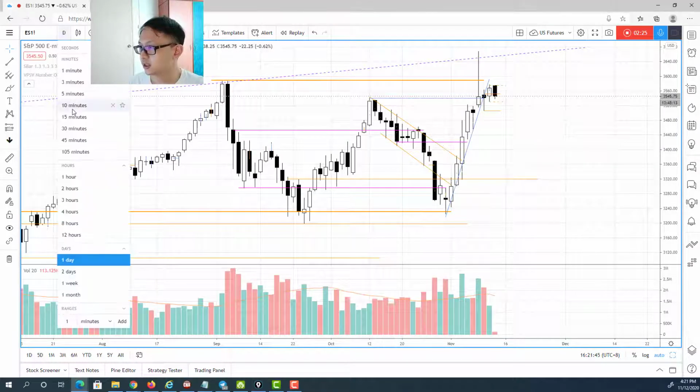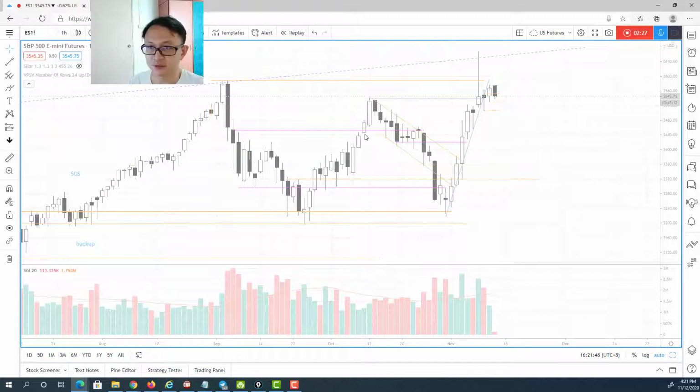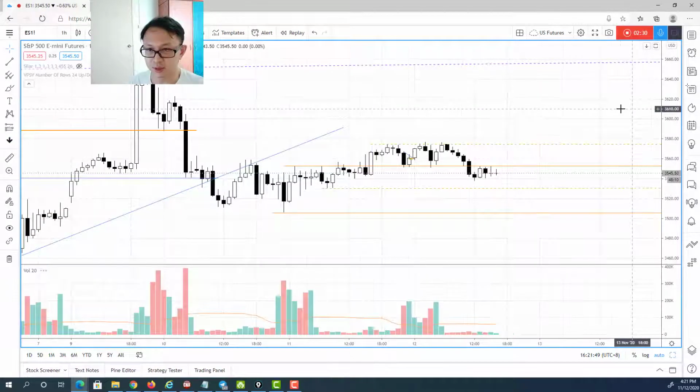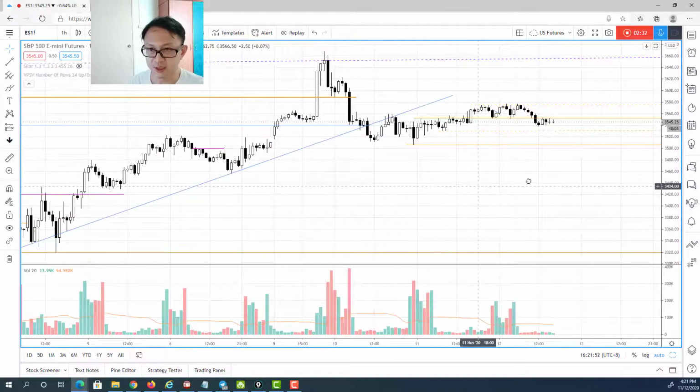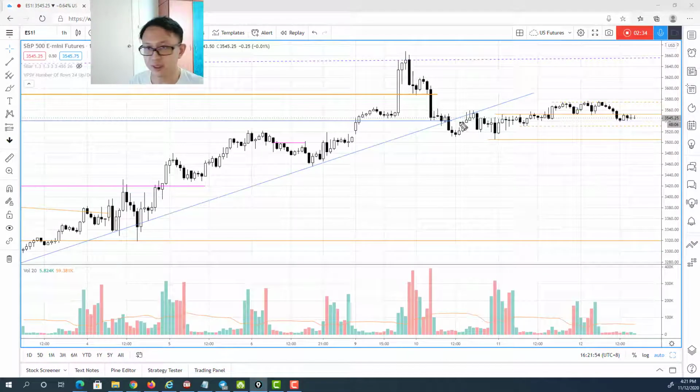So let me get down to the hourly time frame and let's talk about the market from yesterday. You can see that during the US session right here, that's about 10:30 p.m. in my time zone, the market is pretty much consolidating within a very tight range. It's from about 35.50 to maybe 35.70, about 20 plus points.